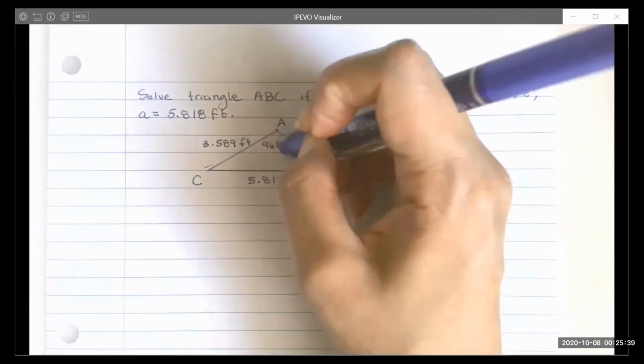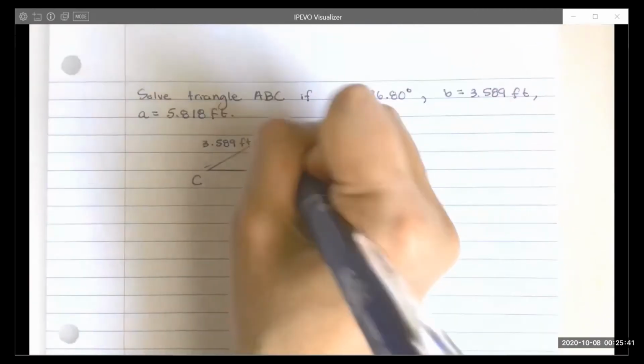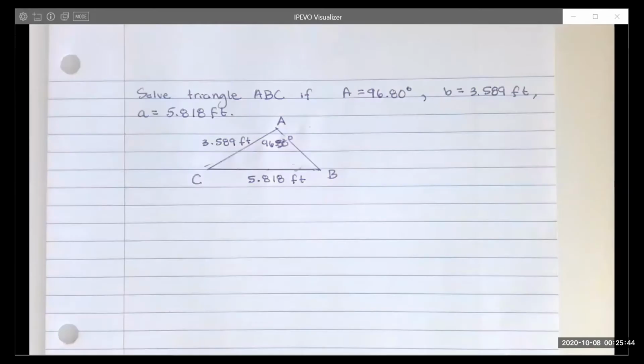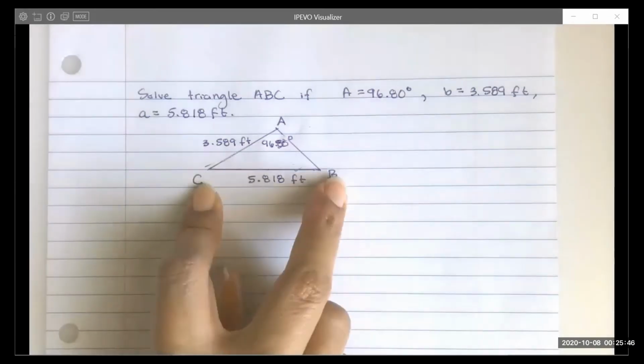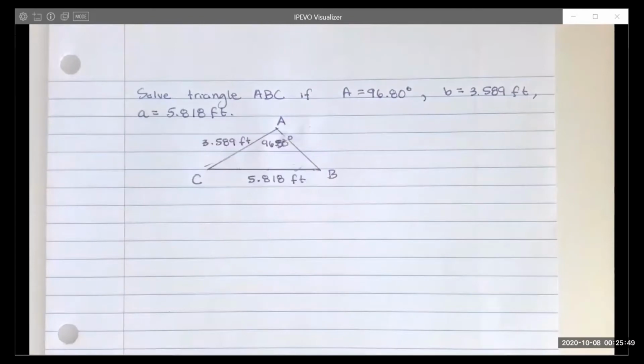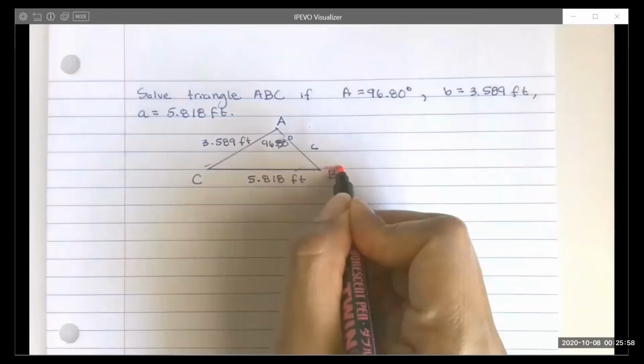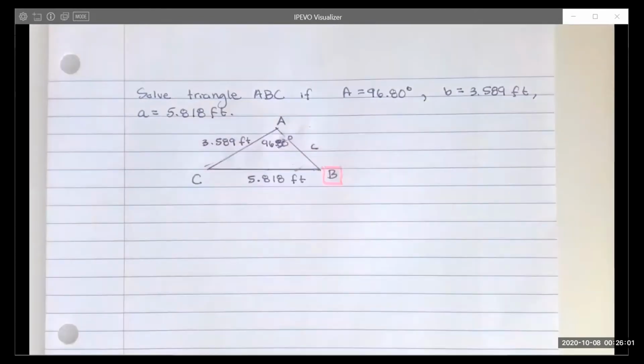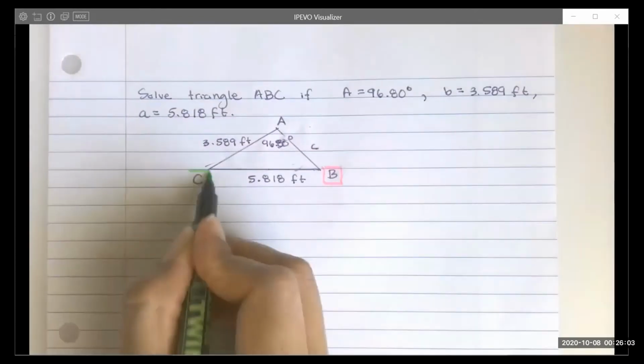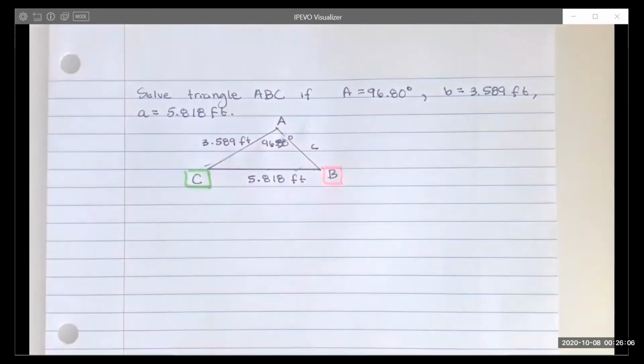Okay, so what are we missing? Well, we're missing angle C, angle B, and side C. So I'm going to color code those the same colors that we had in the summary. In the summary we used pink for angle B, green for angle C, and orange for side C. So those three we need to find.